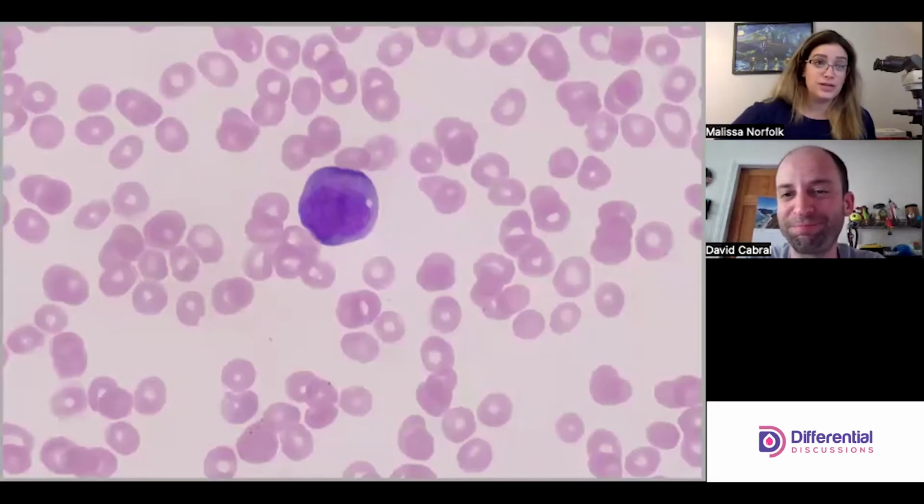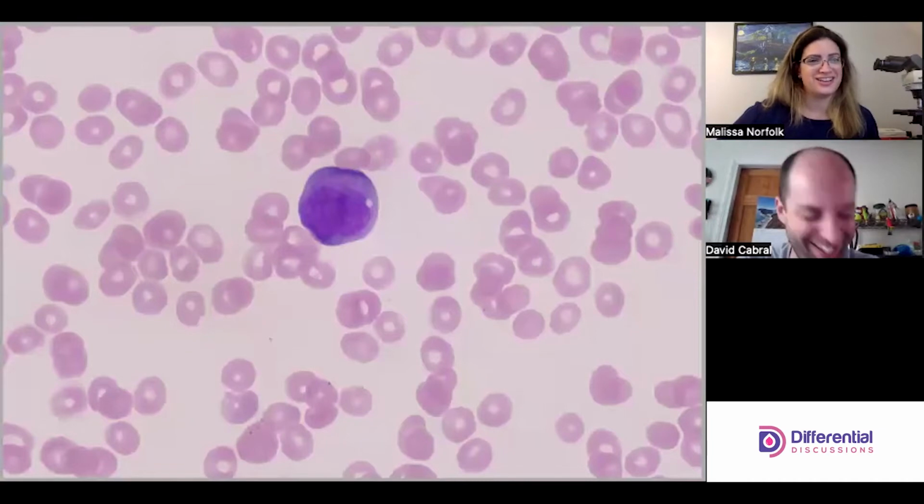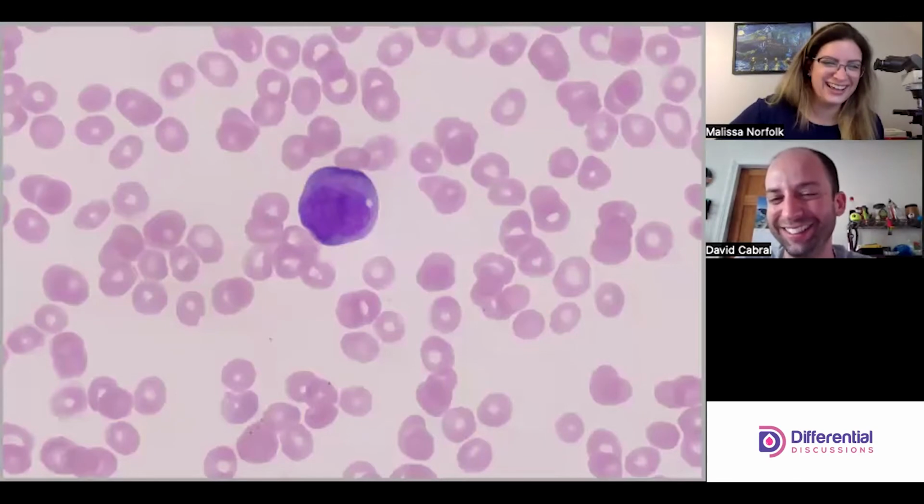And we're still talking about leukemias. So everyone got sick of us talking about red cells. Eventually, they're gonna get sick of us talking about leukemias. There's nowhere to hide. It's all hard.